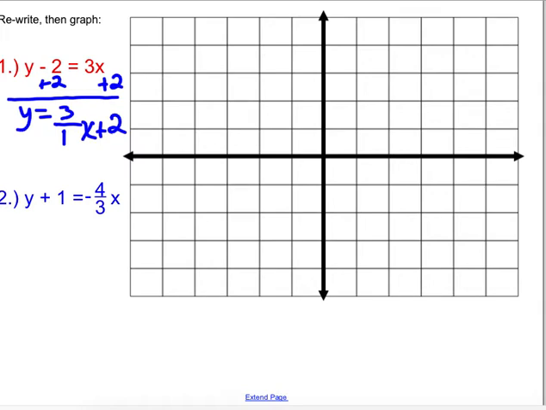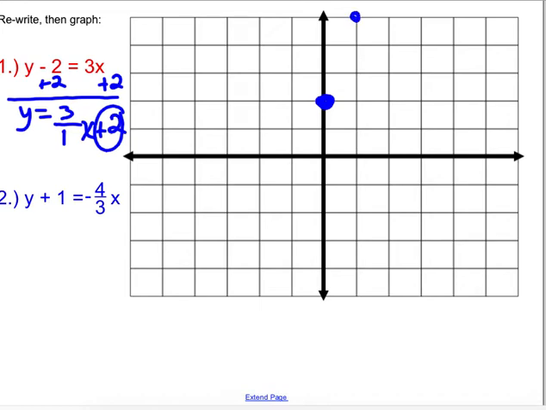So let's look at the answer we just got. y equals 3 over 1x plus 2. What's the intercept? This is the intercept, +2. So you put a dot here where +2 is. And now we need to go back and drive our slope. Our slope is 3 over 1. That would mean we're going up 3, right 1, up 3, right 1.